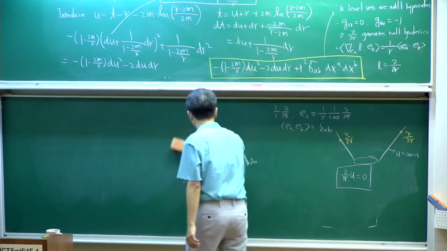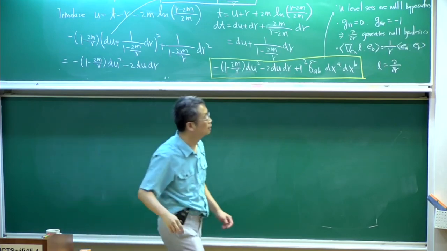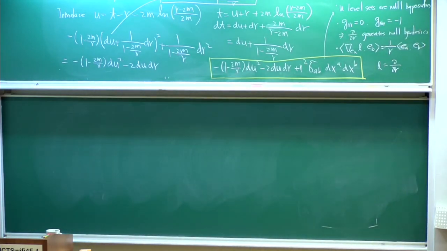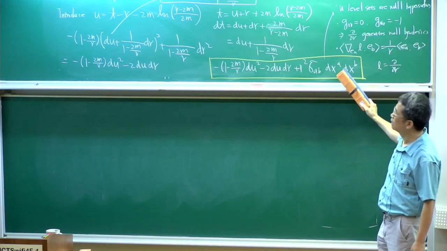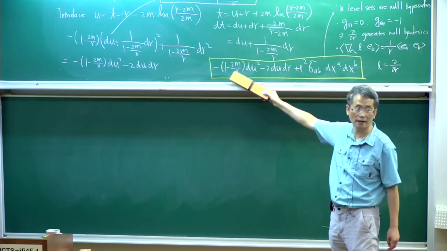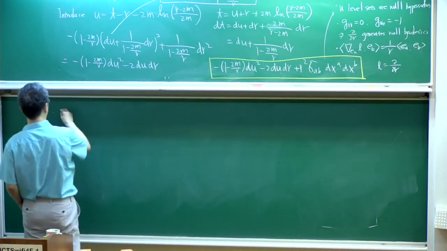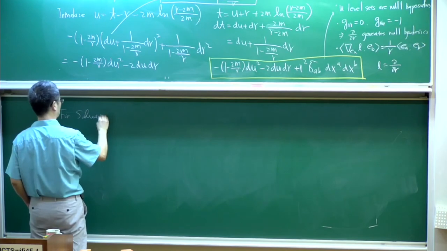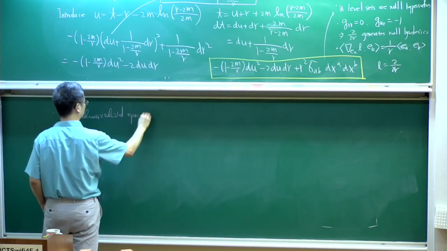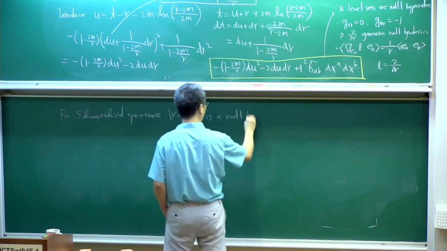And that in particular implies the following. In the case of Minkowski, as I just mentioned, if you set r equal to a constant, this is a time-like hypersurface, because you have minus du squared plus this one here. But in the case of Schwarzschild, r equal to 2m is a very special level set of r, because when r is equal to 2m, this vanishes. So r equal to 2m corresponds to a null hypersurface. So for Schwarzschild space-time, r equal to 2m is a null hypersurface.